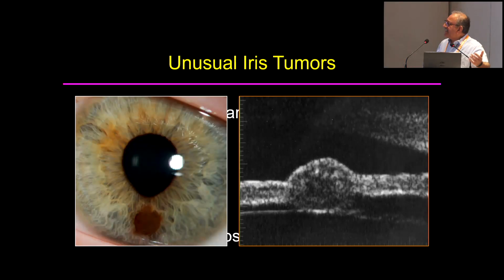Well, look at this case here. Small roundish tumor, 17-year-old young man. And on UBM, you can see a stromal tumor, completely spheroidal, centered on the stroma of the iris. So you say, yeah, melanomas are stromal tumors. This is pigmented, he is 17 years old. It could be nothing, just a nevus, go home.